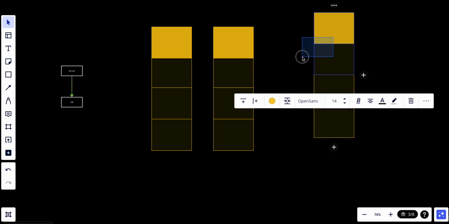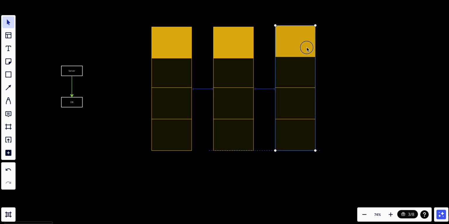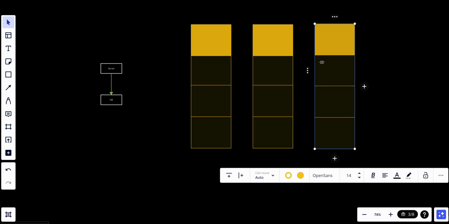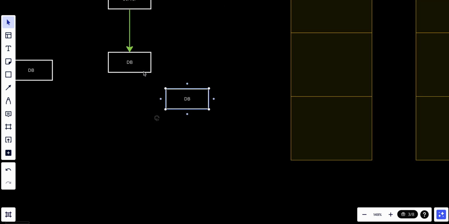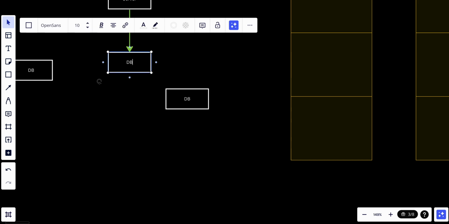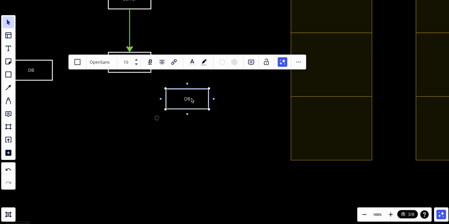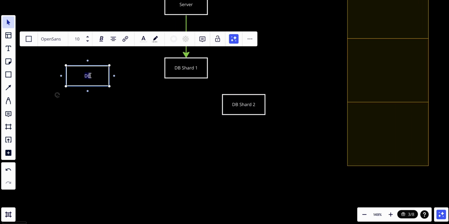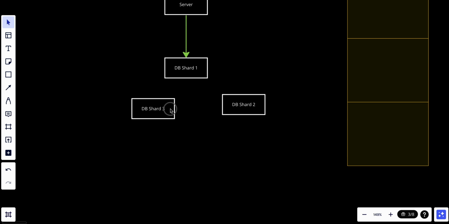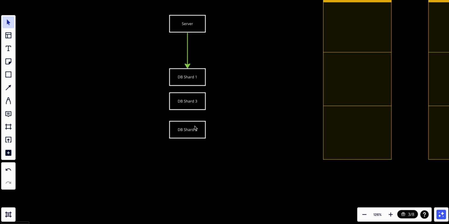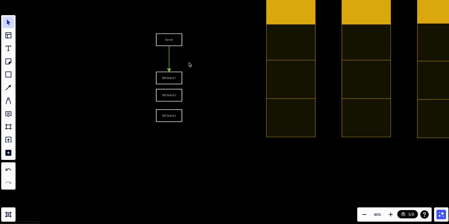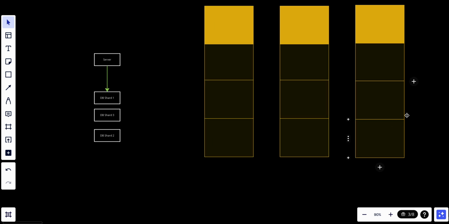This way, instead of saving all the data at once, we could just have shards. We can have a database shard one, shard two and shard three. And each shard will store a data set in it. Like this one goes to shard one, shard two, shard three.